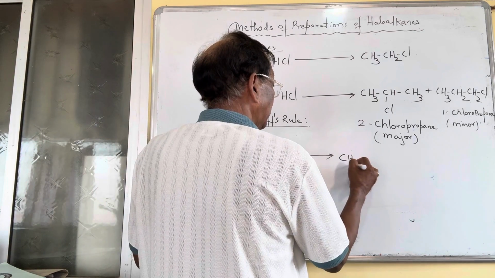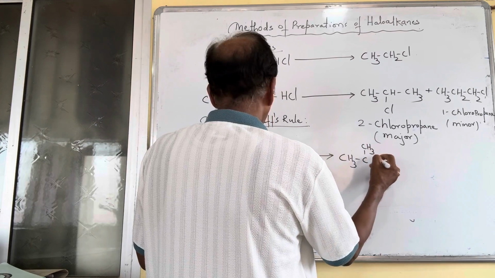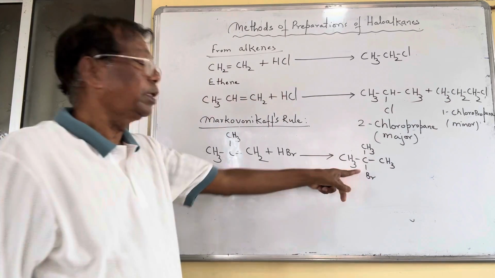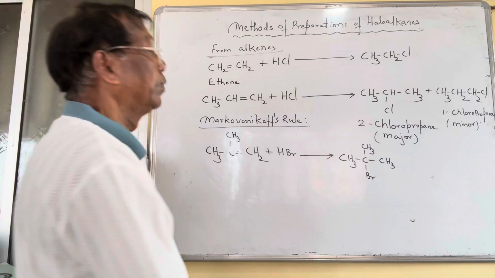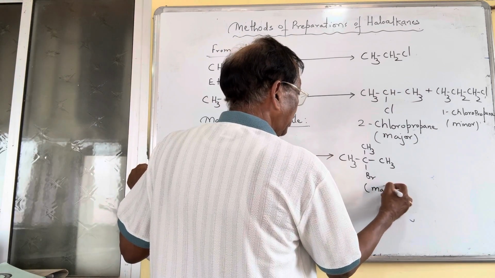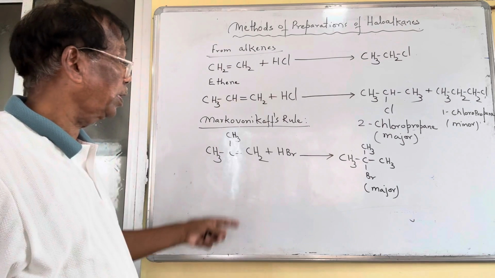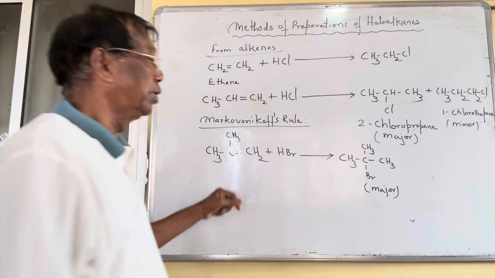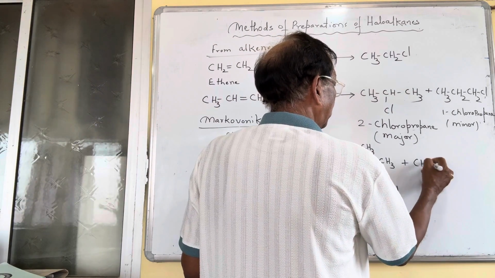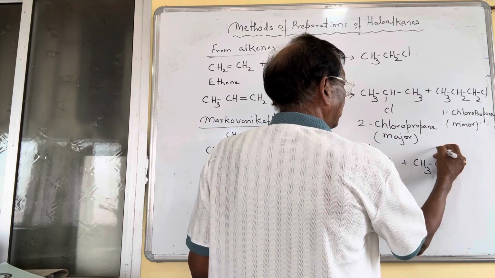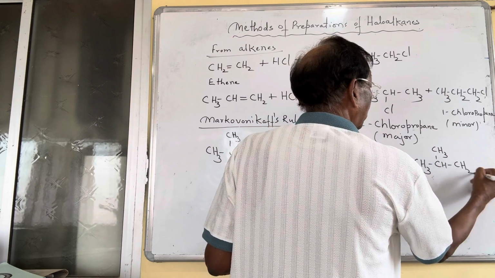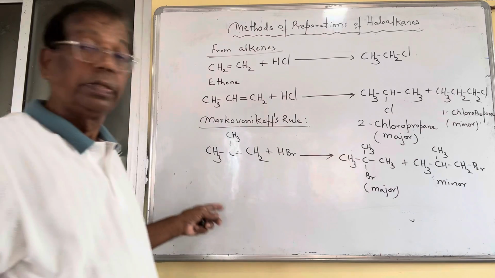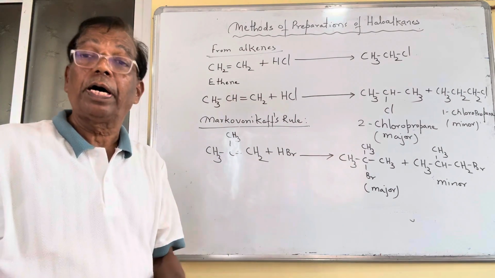So what you'll get here will be CH3, single bond, CH3, and here there's a bromine. So you'll get this product. This is major. And if at all they ask for the minor product, then you can very well write it down. H from here can add here, and bromine from here will add here. So this will give you CH3, CH3 with CH2Br. This is minor. So remember what the Markovnikov rule is very well and how to write the compound.